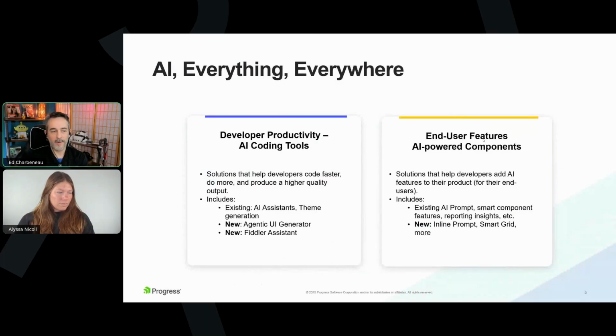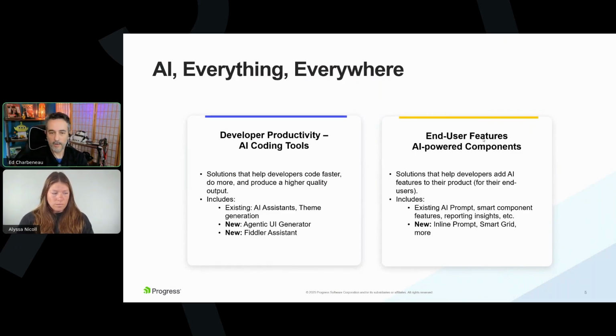So we are going to be talking quite a bit about AI tools. We have different categories of AI tools here that we'll be chatting about. We have developer productivity and AI coding tools. So these are tools that you can use to help generate code, build apps, modify your themes, interact with some of our other tools like Fiddler.